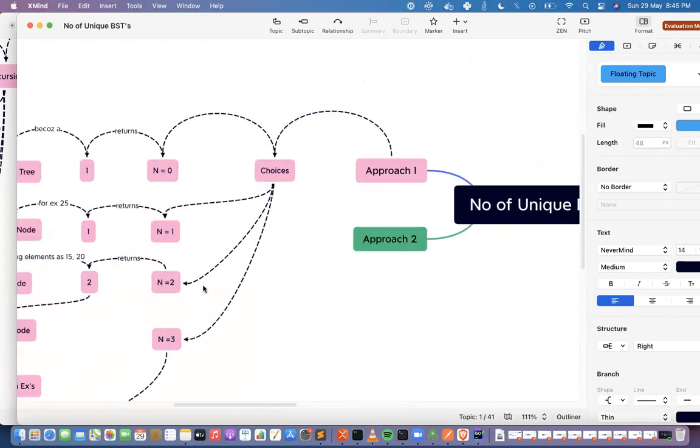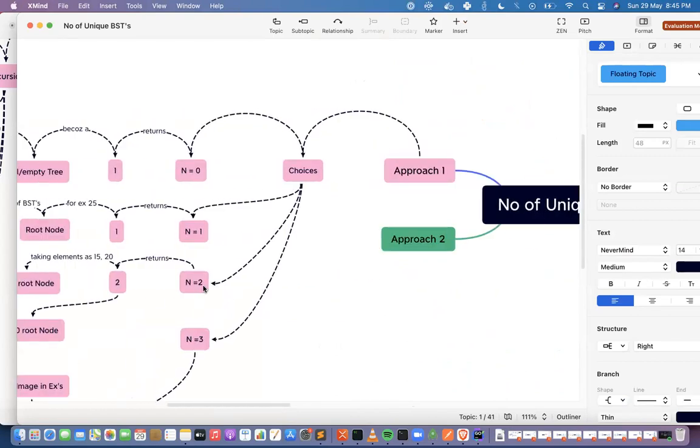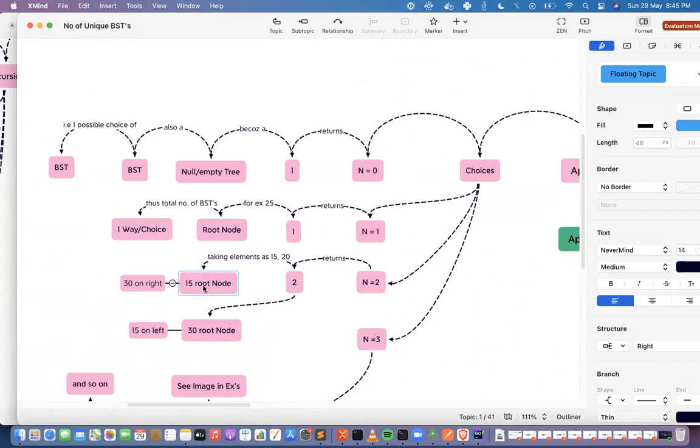Similarly, I will again be following one of the choices here. For n is equal to 0, you would say only one such choice, and that one choice is nothing but an empty tree. An empty tree or a null tree is also a binary search tree. It's one possible choice of becoming a binary search tree. For n is equal to 1, you have 1 being returned. Why? For example, if you take 25 as the element, it becomes a root node, and that's the only possible choice.